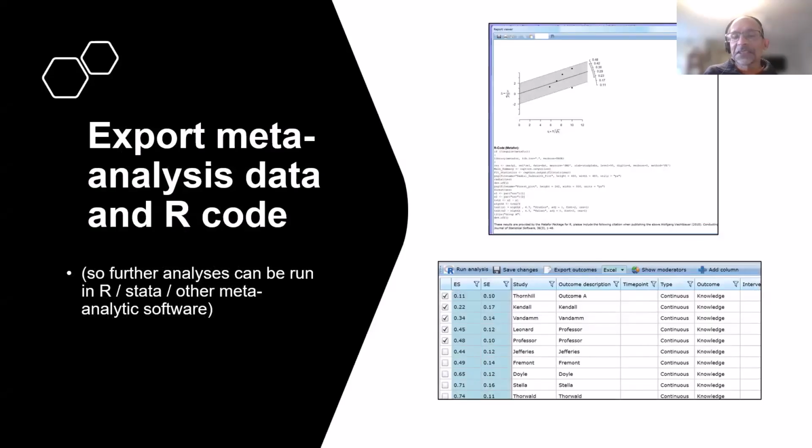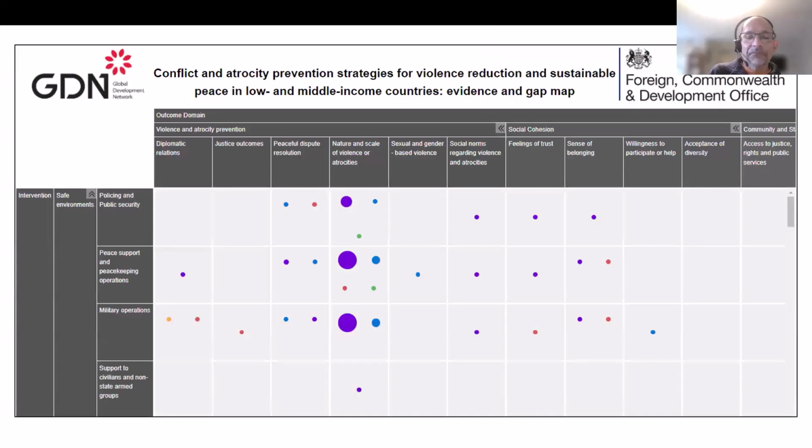EPPI Reviewer allows you to do statistical analysis of quantitative data. Meta-analysis can be done based on an R server that's part of our server infrastructure. Again, you can export those results and the R code, allowing you to reuse it elsewhere later on.